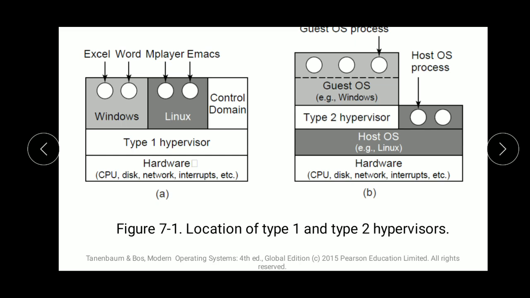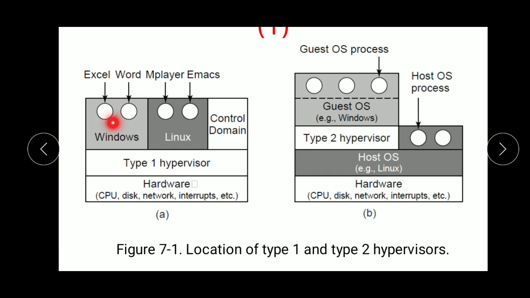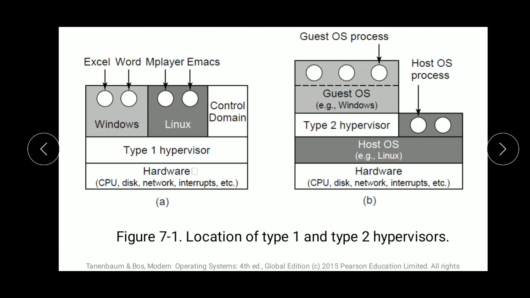Next is the type 1 hypervisor. Its main function is to offer multiple copies of real hardware. So it is creating multiple copies of my hardware so that they can process for Windows, Linux and the control domain.